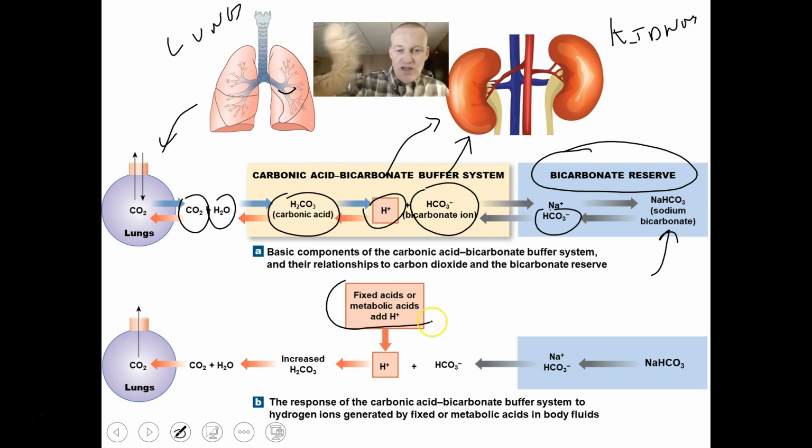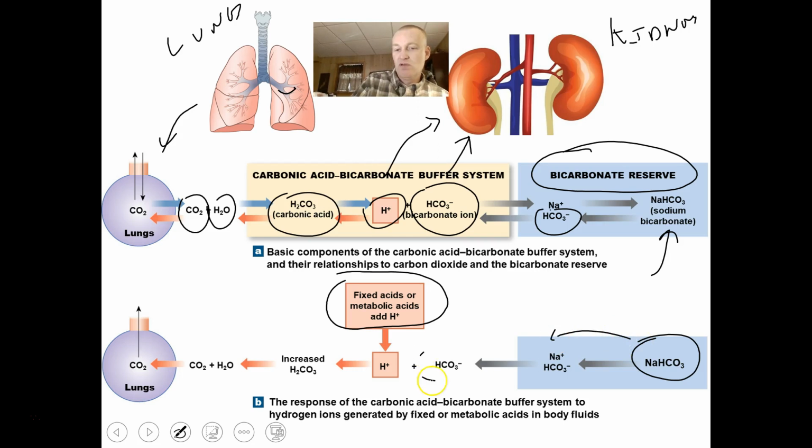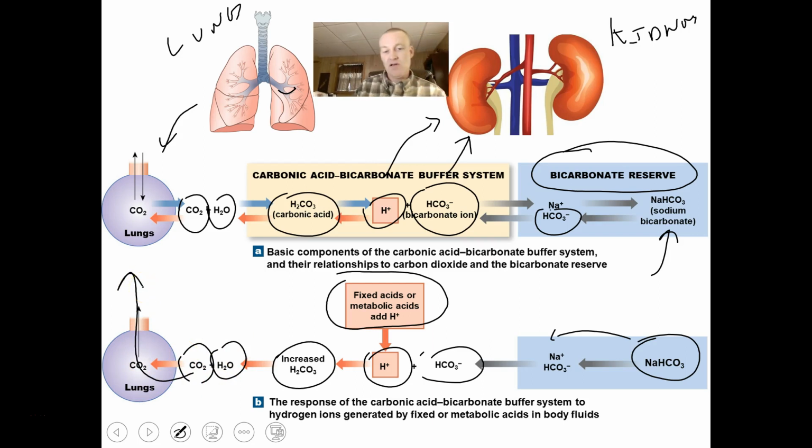If we have fixed acids or metabolic acids, which are adding hydrogen ions, the sodium bicarbonate buffer or reserve can release carbonate ions. Carbonate ions can join with those hydrogen ions to form a weak acid, carbonic acid, which can dissociate into water and carbon dioxide, and the lungs can remove that carbon dioxide. So that's how the lungs are involved when we have additions of hydrogen ions.